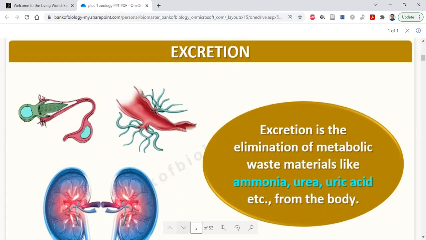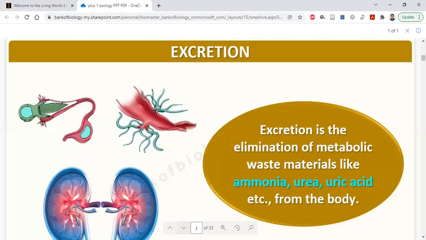In unicellular organisms, wastes are discharged through the surface of the cell. The higher plants eliminate gases through the stomata or pores present on the leaf surface. Multicellular animals have special excretory organs. Usually ammonia, urea, and uric acid are the major forms of nitrogenous waste. These three are the major nitrogenous wastes.